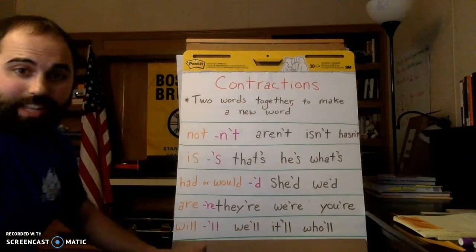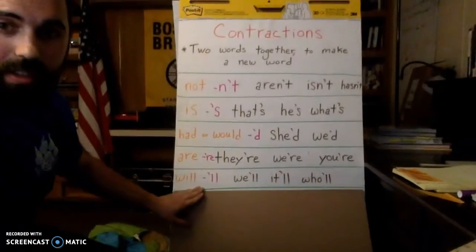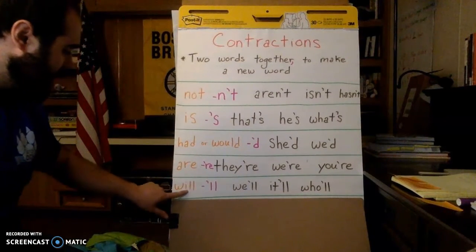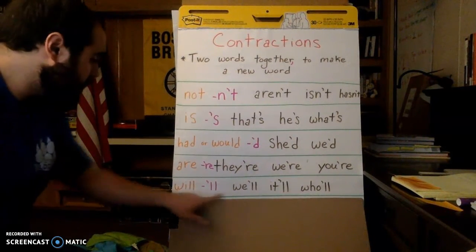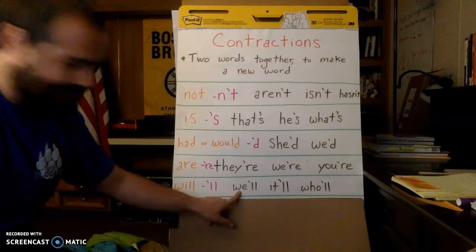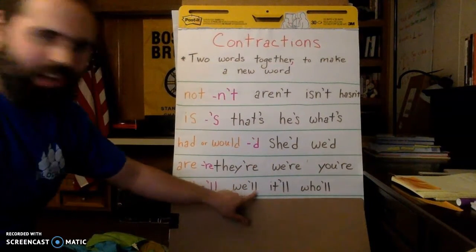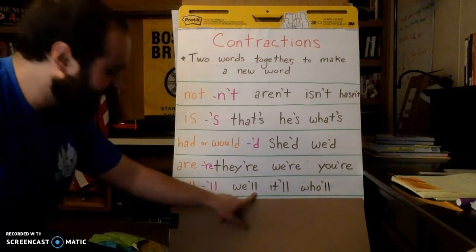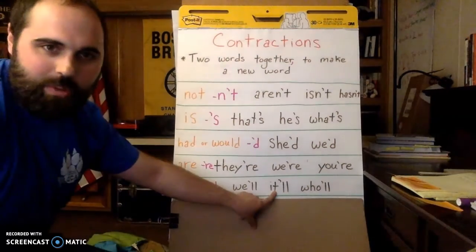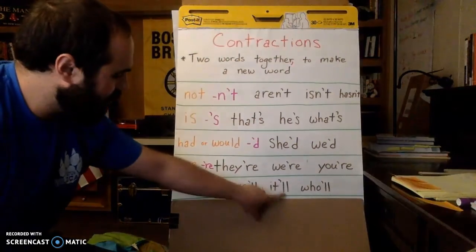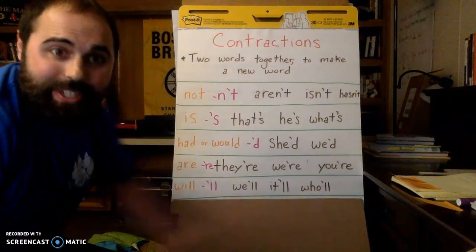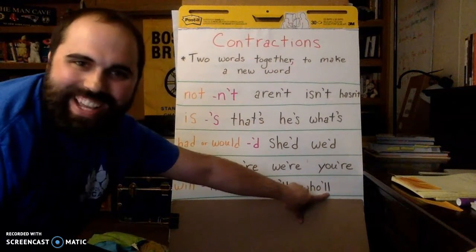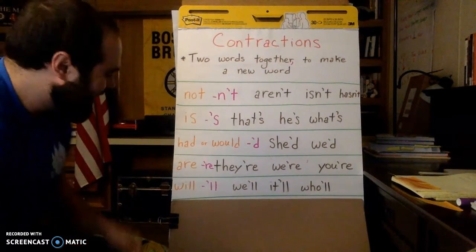This one's an easy one. I like this one. It's will. And we are going to be using apostrophe l-l. So the apostrophe replaces the w and the i. We will, we'll, w-e apostrophe l-l. Not like the wheels on the bus. This is a different kind, like we will. It'll, like it will be okay. It'll, it apostrophe l-l. Or who'll, who will be coming, who'll be coming. Who apostrophe l-l. That one sounds kind of silly.